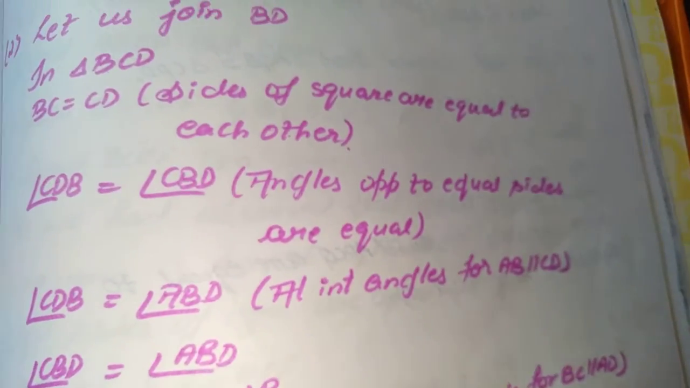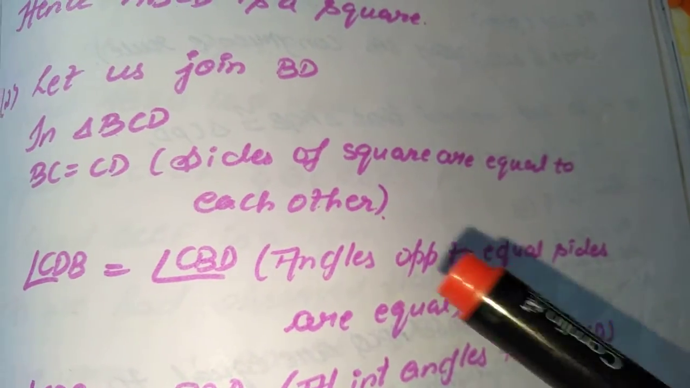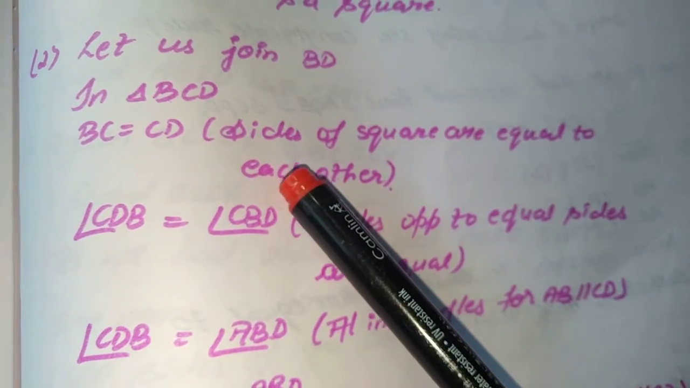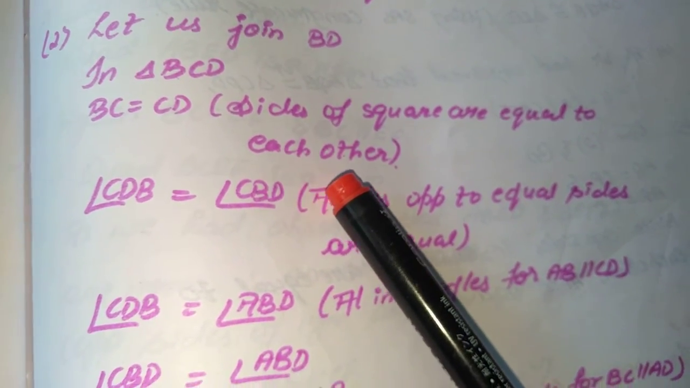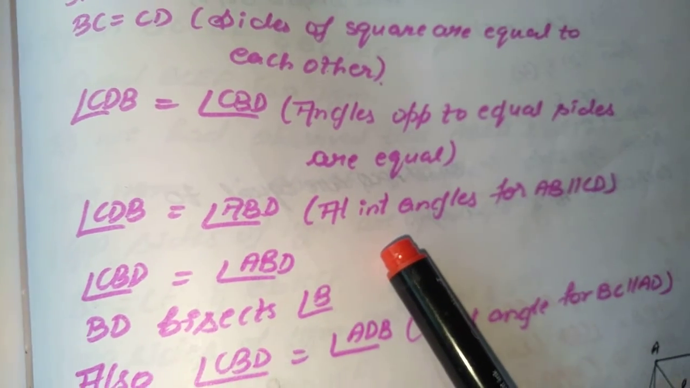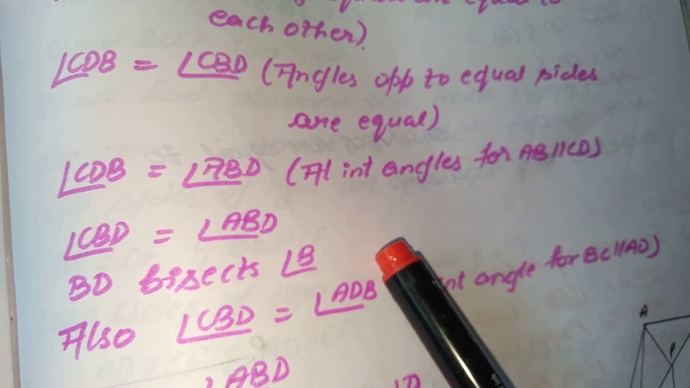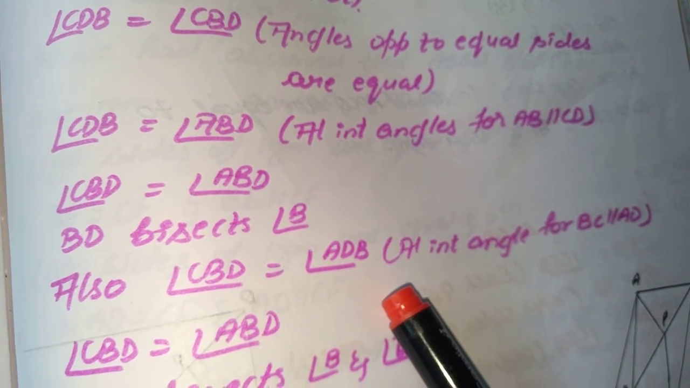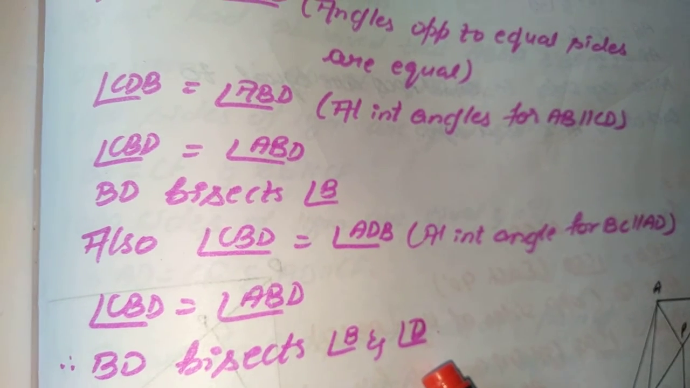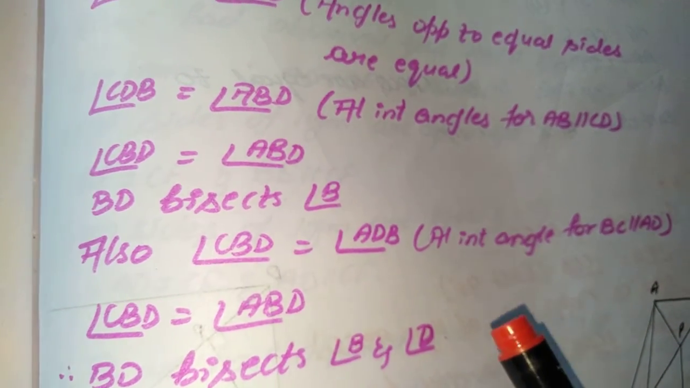Copy the answer, children. First, let us join BD. Triangle BCD. As I said, the angles opposite to the equal sides are equal. Alternate interior angles. Next, second part of alternate interior angles. Hence, I have proven BD bisects angle B and angle D.